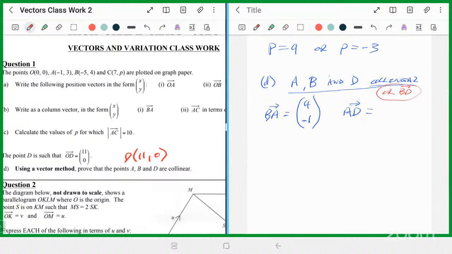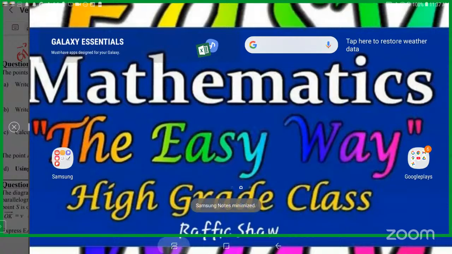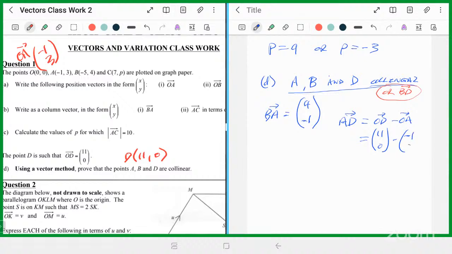The same thing I'm going to do with the AD is the same thing I would do with the BD. So I have to calculate it because I don't know it. It is equal to OD minus OA. The OD they gave us is here, 11, 0, minus the OA. Remember the OA from this vector was -1, 3. That is the OA vector. So I'm going to put it here, -1, 3.